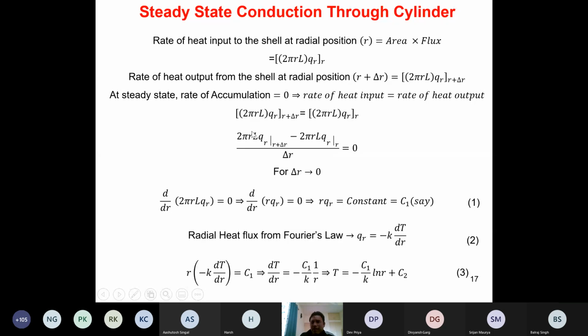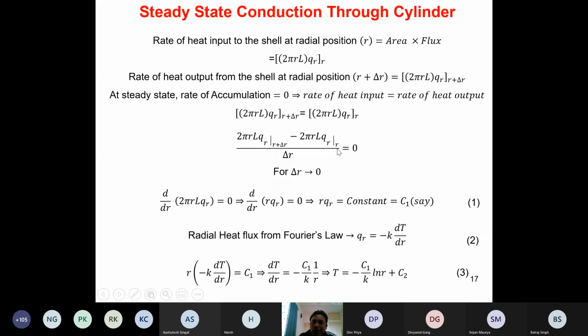If you rearrange the terms and divide by delta R, what we get is an expression in differential form. So here we get 2 pi R L q_r at R plus delta R minus 2 pi R L q_r at R, divided by delta R, and that should be equal to 0. Clearly delta R, which is nothing but the thickness of the shell, should be approaching 0, because that is the element of delta R we have selected.